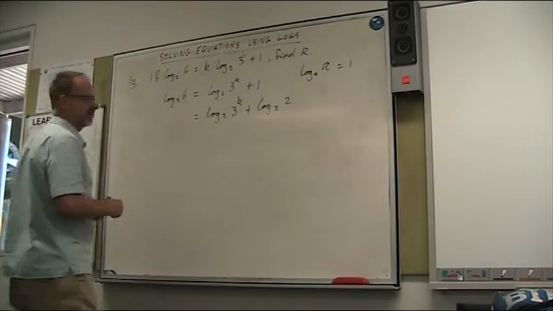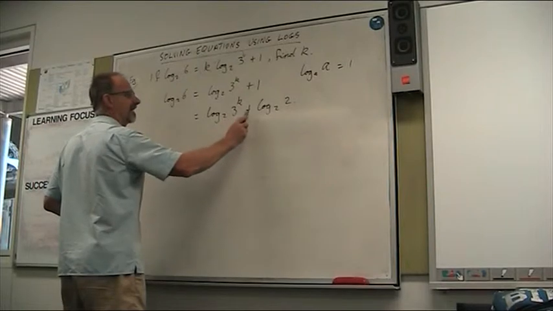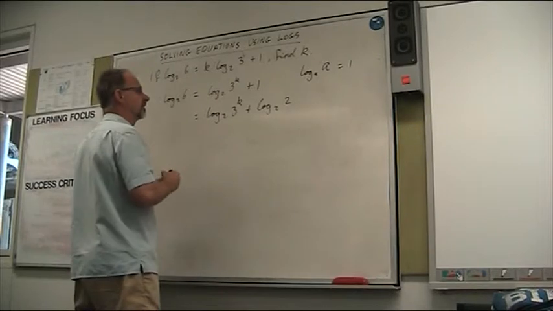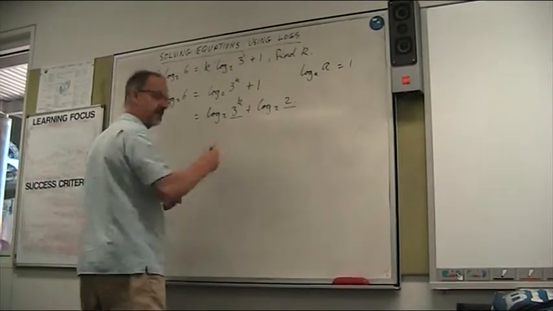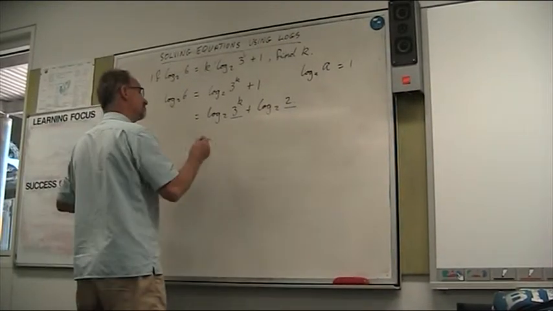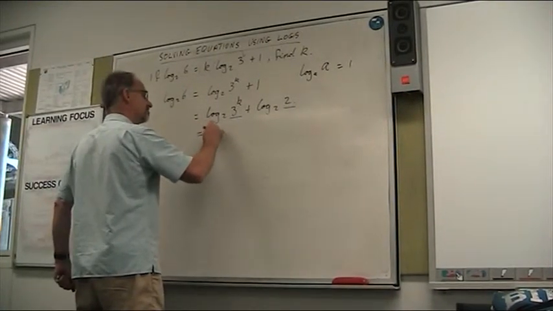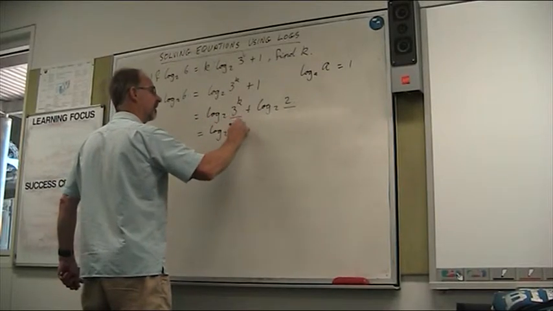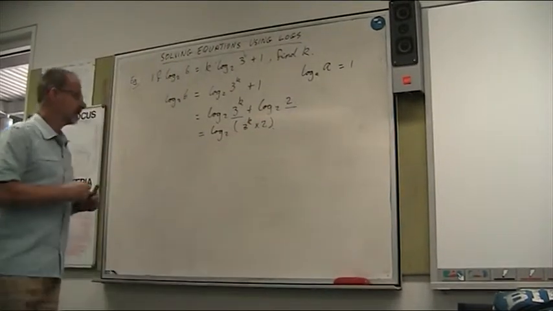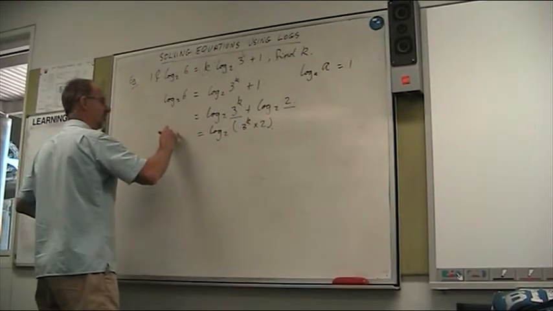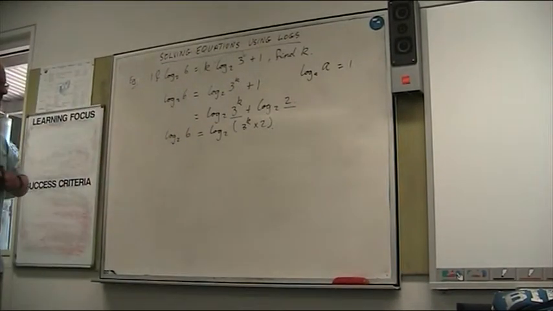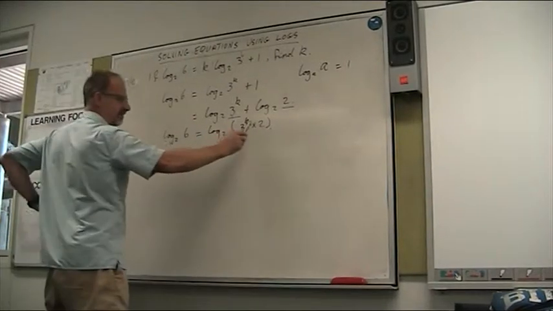So when we have logs and we've got them added, same base, the log law says that we do what with these two things? Multiply, that's correct. So it's 3 to the k times 2. Now, what we have on the right-hand side is log to the base 2 of 6 equals log to the base 2 of 3 to the power of k times 2.